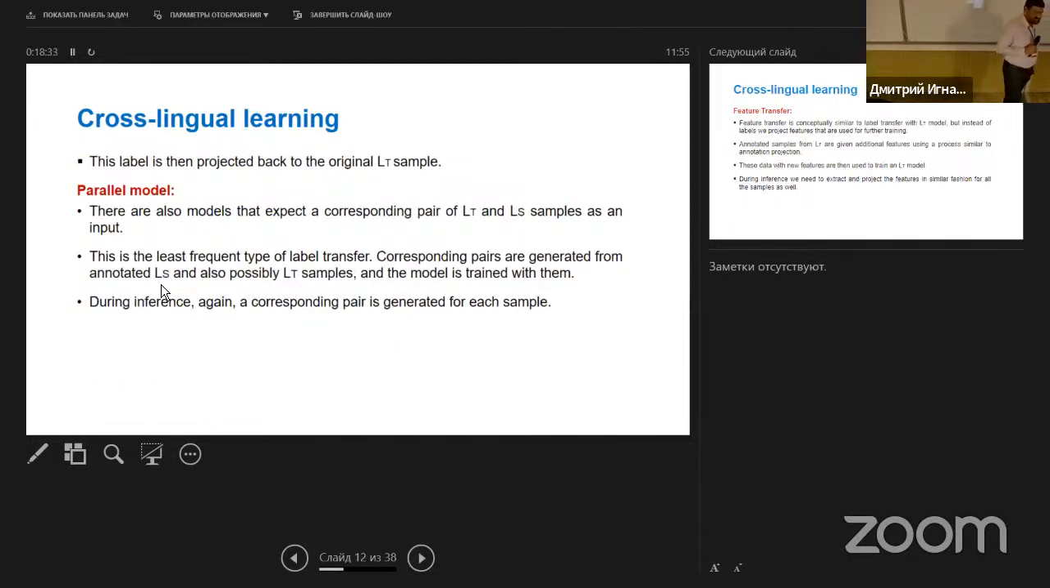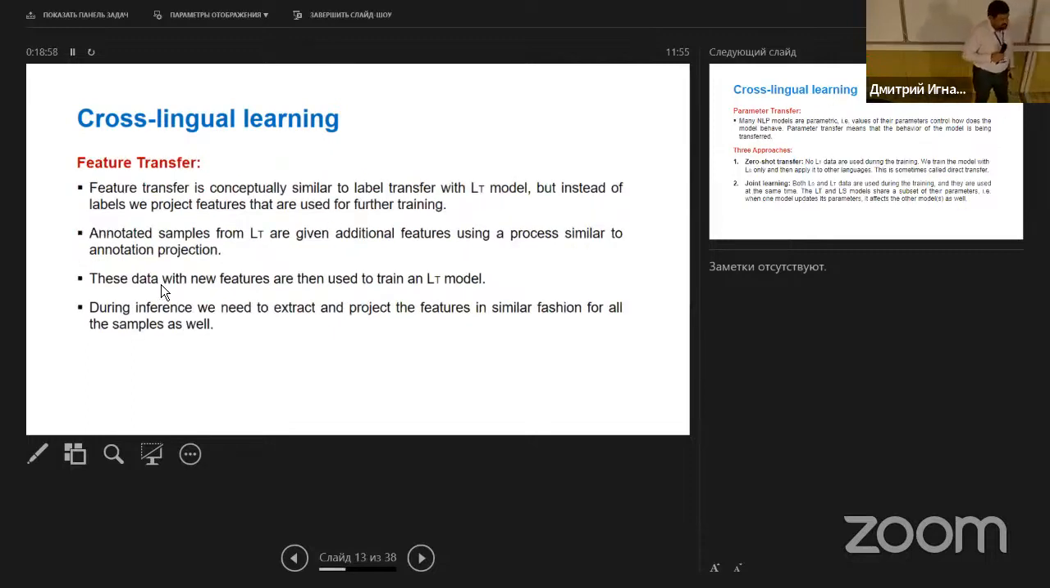In parallel mode, we are interested to use both source language instances and the target language instances at the same time as the input of our training model. But this approach is the least frequently used for transfer learning of labels, but it is an approach. But it is not frequently used. The second methodology is the feature transfer methodology. The first one was the label transfer.